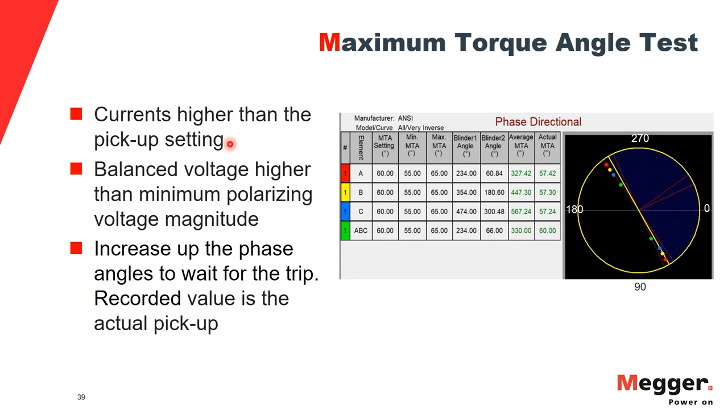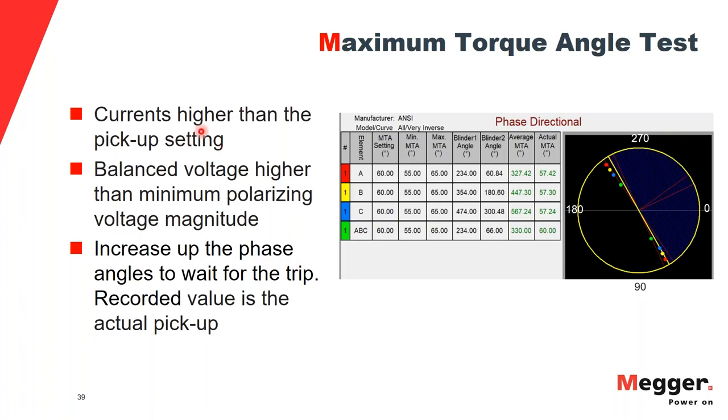So the way to do this maximum torque angle test is you provide currents higher than the pickup setting on the current magnitude, and you provide the voltage magnitude, which you can keep as a balanced voltage, higher than the minimum polarizing voltage magnitude, which was 3.45 volt in our example. So if you keep a voltage higher than that value, my relay is polarized, and if my current is kept at a value higher than the pickup setting, I can go for trip, but only when my angles are in the forward zone or the forward side of the characteristic, right?